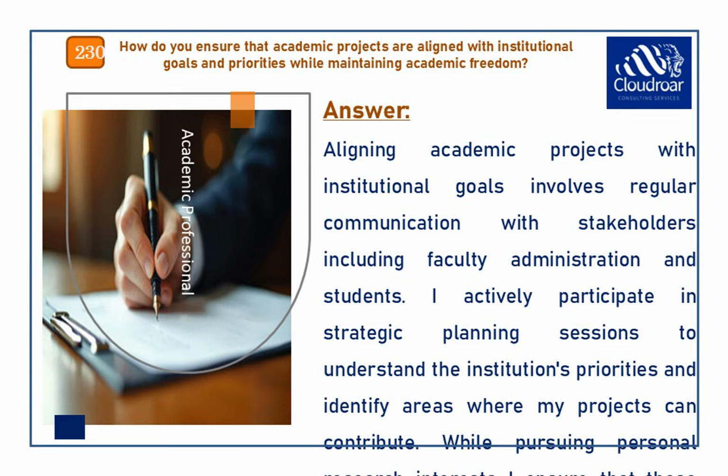Question 230. How do you ensure that academic projects are aligned with institutional goals and priorities while maintaining academic freedom? Aligning academic projects with institutional goals involves regular communication with stakeholders, including faculty, administration, and students. I actively participate in strategic planning sessions to understand the institution's priorities and identify areas where my projects can contribute.